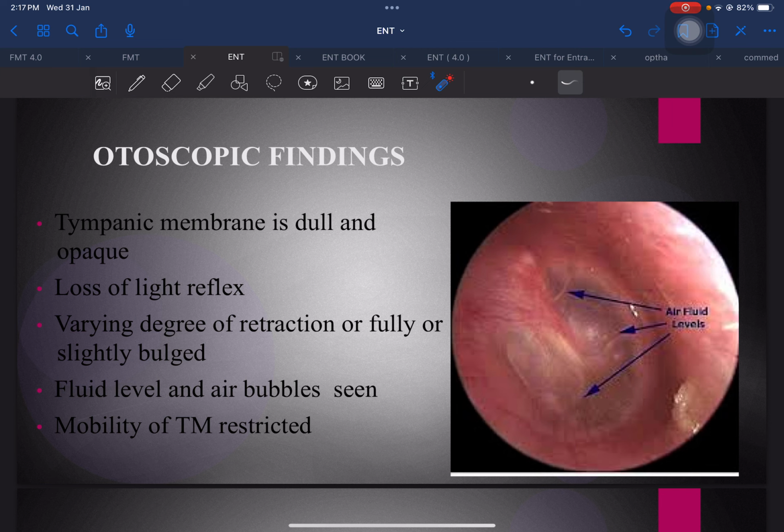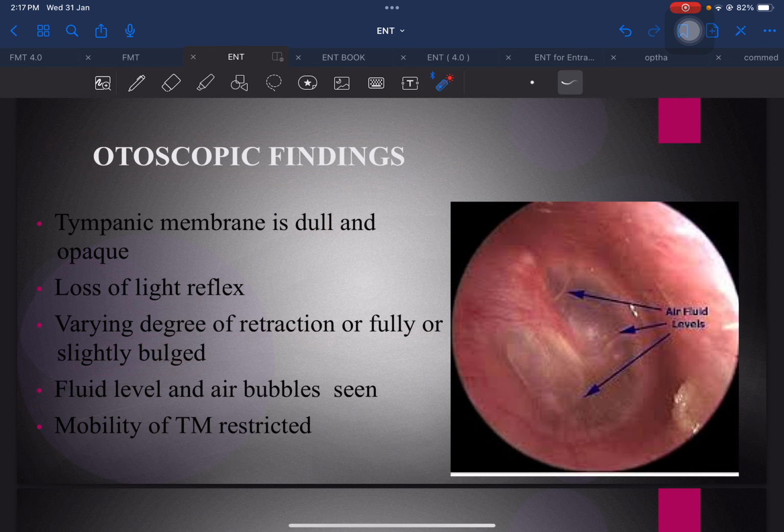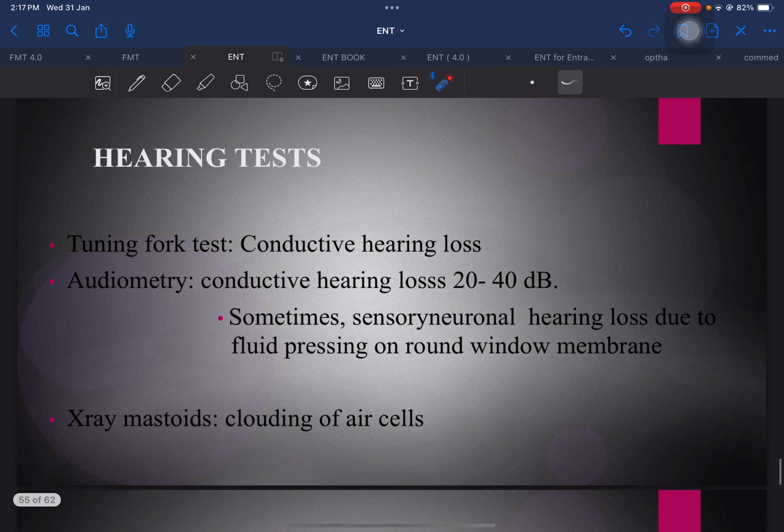So talking about otoscopic findings, we are clear that the tympanic membrane is dull, lusterless, opaque, and there is loss of light reflex. There is varying degree of retraction with a fully or slightly bulged tympanic membrane. Similarly, the fluid level or air bubbles can be seen, and the mobility of the tympanic membrane is restricted. So these are the otoscopic findings. And now, further, talking about tests.